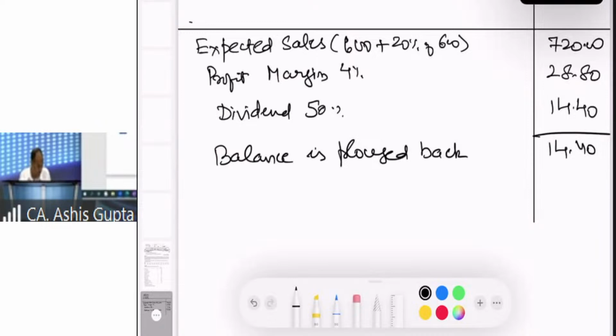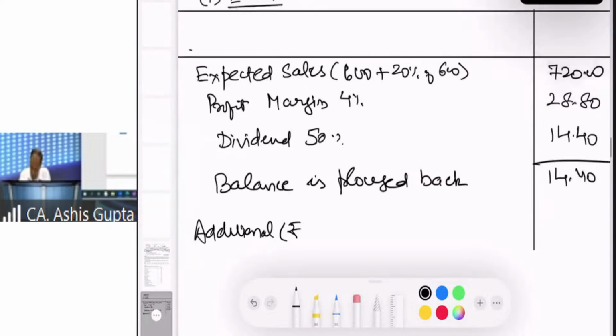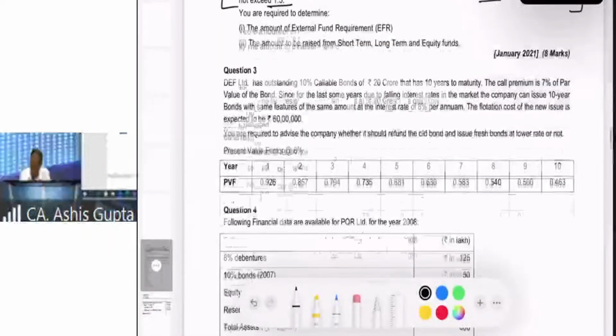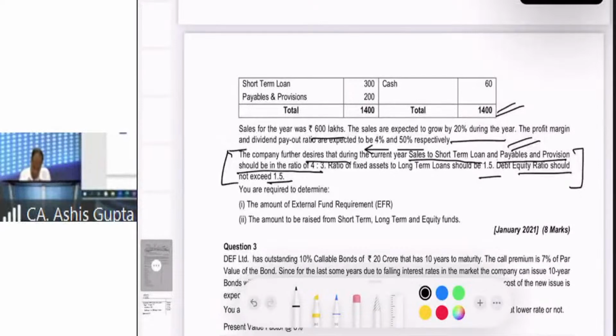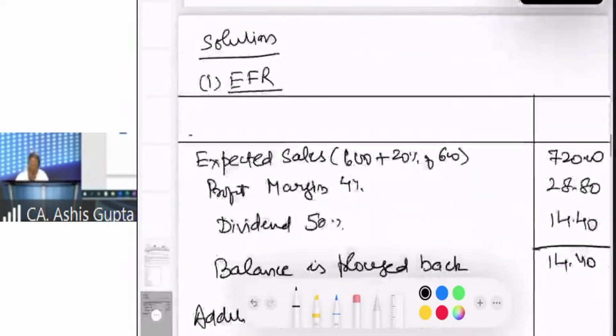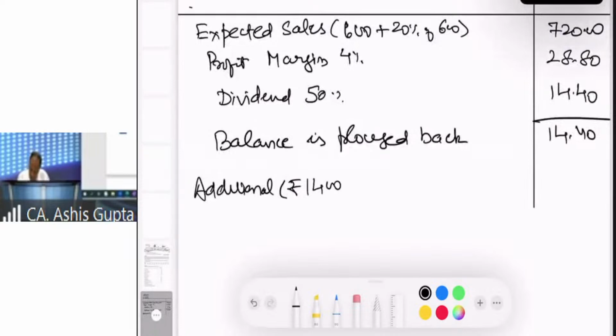Now how much additional fund do we require? First of all, there will be an increase of 20%. We can say the overall balance sheet total is 1400, or total assets is 1400. Out of this 1400, payables and provisions are 200, so these will increase proportionately. A part of the balance sheet, 1400 minus 200, is partly financed by working capital, you can say current liabilities. There will be an increase of 20%.